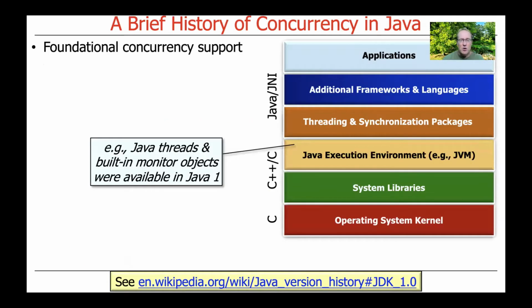Starting with the very first release of Java, which came out in the mid-90s, they had some foundational support for concurrency in the form of Java threads, which we've seen in our example of printing hello world, and also with respect to some things called built-in monitor objects. We're not going to spend a whole lot of time on built-in monitor objects in this class because it's really outside the scope of this course.